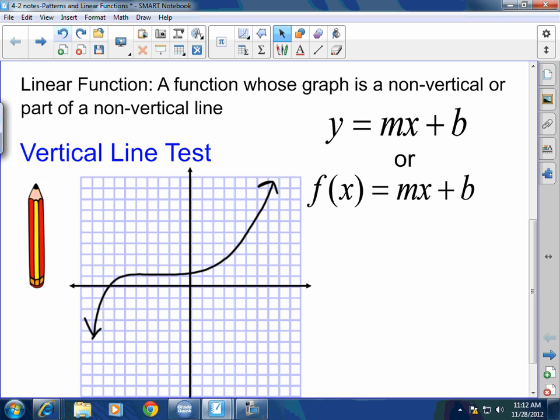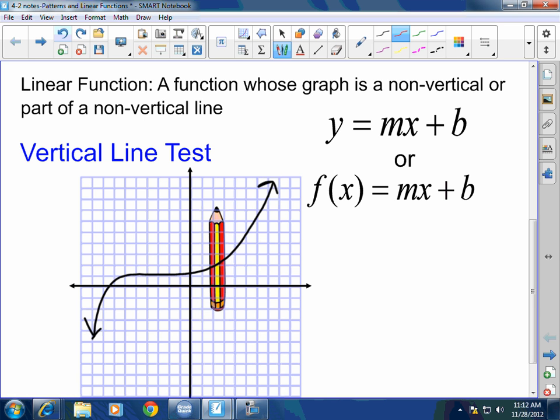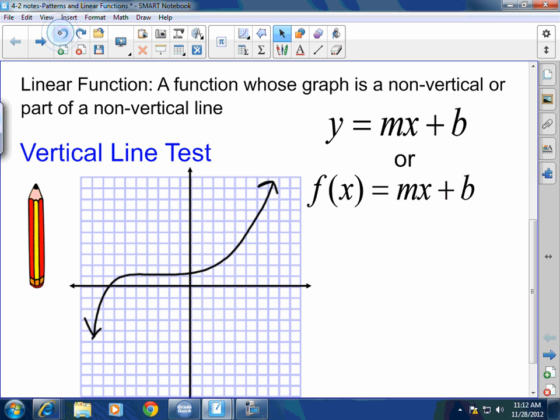Is this a function? Look, when I have this pencil here, doesn't the pencil hit the graph only at one spot? So there's only one y for this given x. The x is down here, guys. Okay, this is the x right here. There's only one y for this given x. You can only have one y for any given x. Does that make sense, guys?